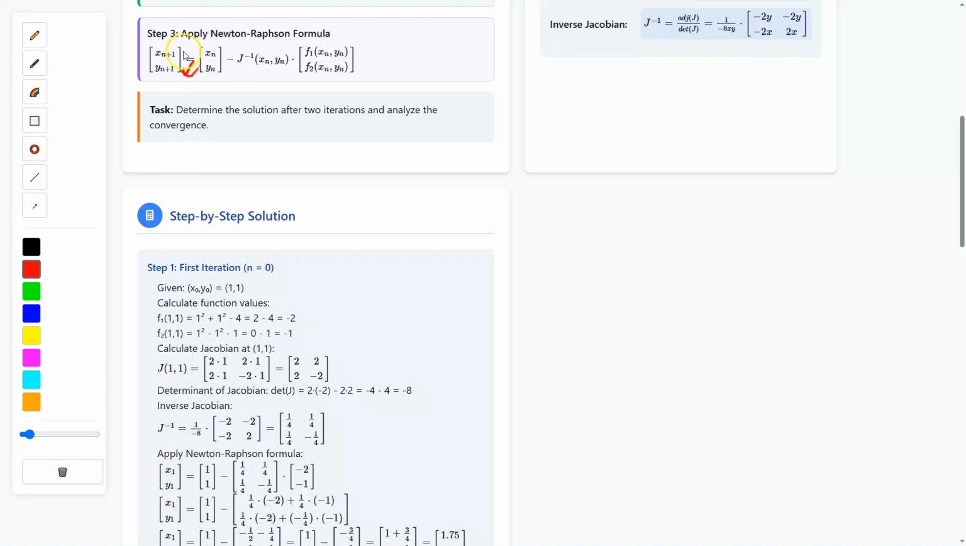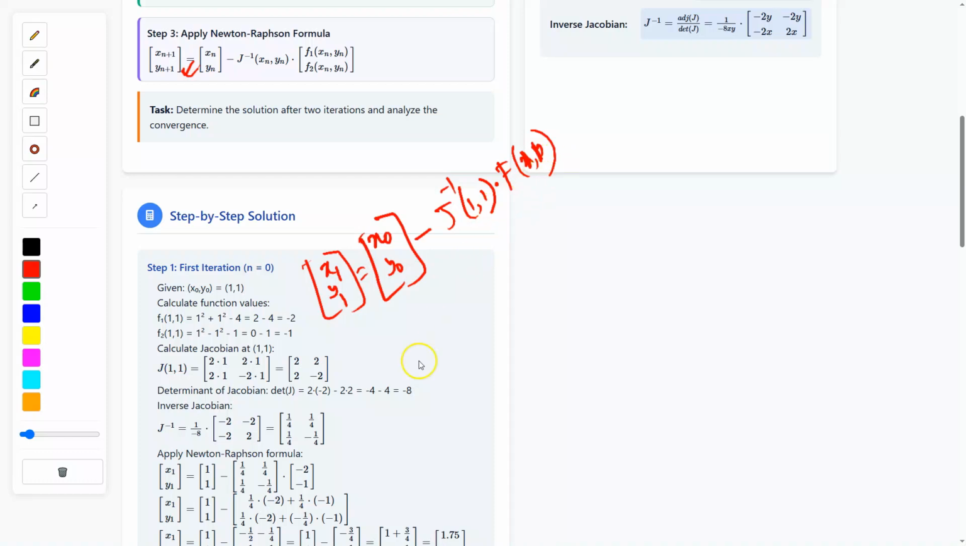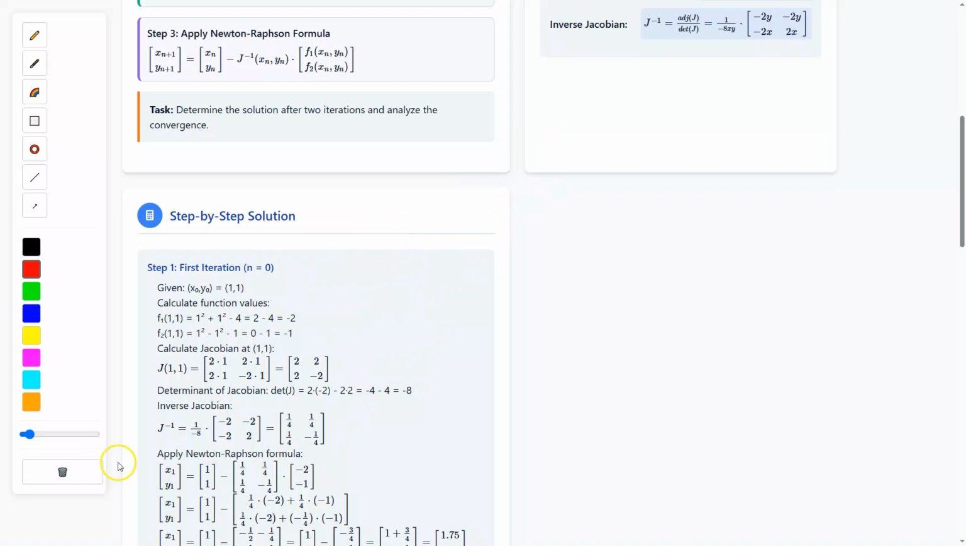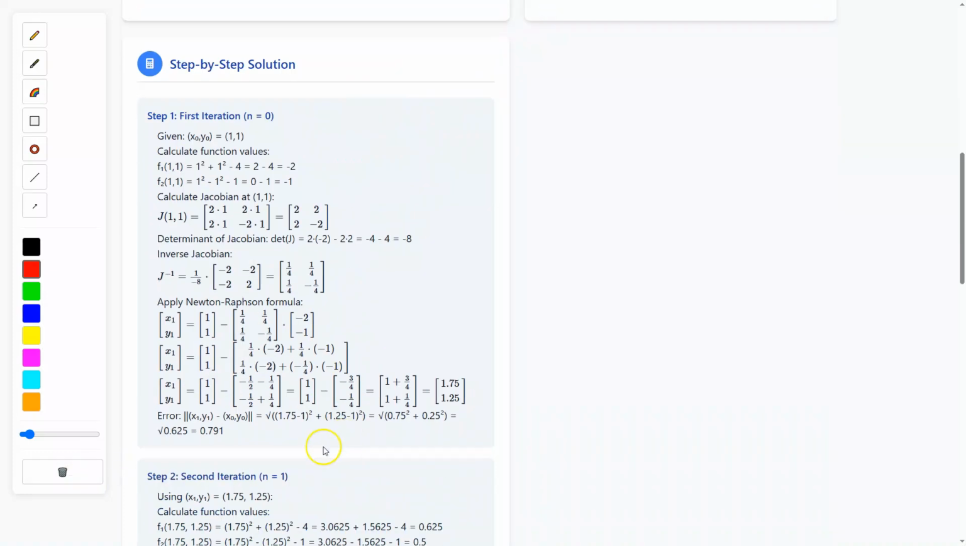Xn, x1 and yn is nothing but x0, y0. So it is like that. x1, y1 in vectorial form is equal to x0, y0 minus J inverse, already here, J inverse of 1, 1, and then multiply by that function value, that f(x, y), means 1 and 1. So we have to plug here this x0, y0, then this is the Jacobian, and this is the function value. After plugging that, we'll get x1 and y1 as 1.75 and 1.25.